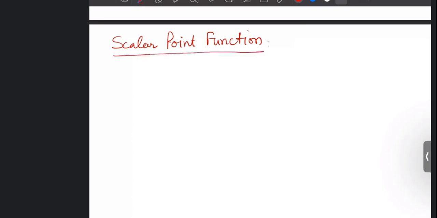Next topic is the operations on the vector functions. That is, we have to define different operations on vector functions, and before defining the different operations we should define some scalar functions or vector functions, that is scalar field, scalar point function. Before scalar point function, we should define the point function only.